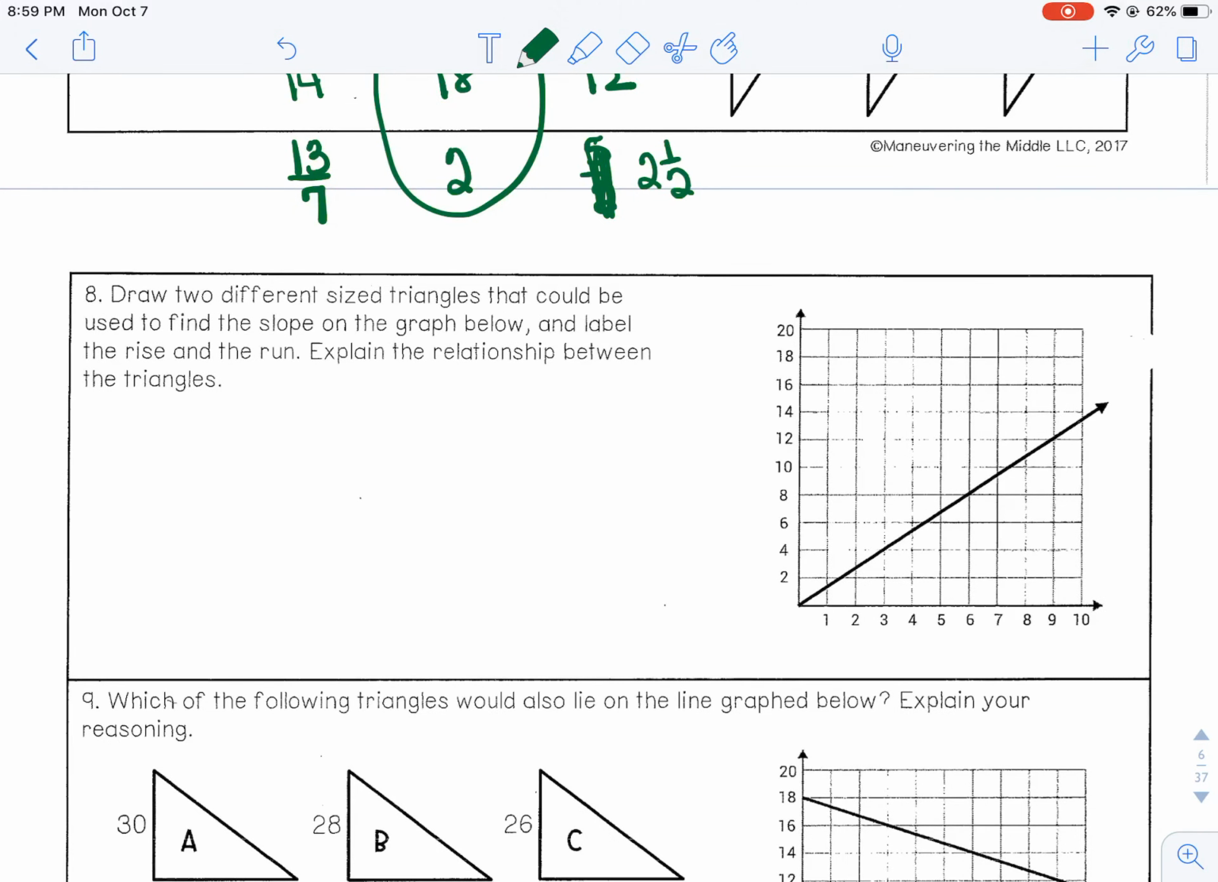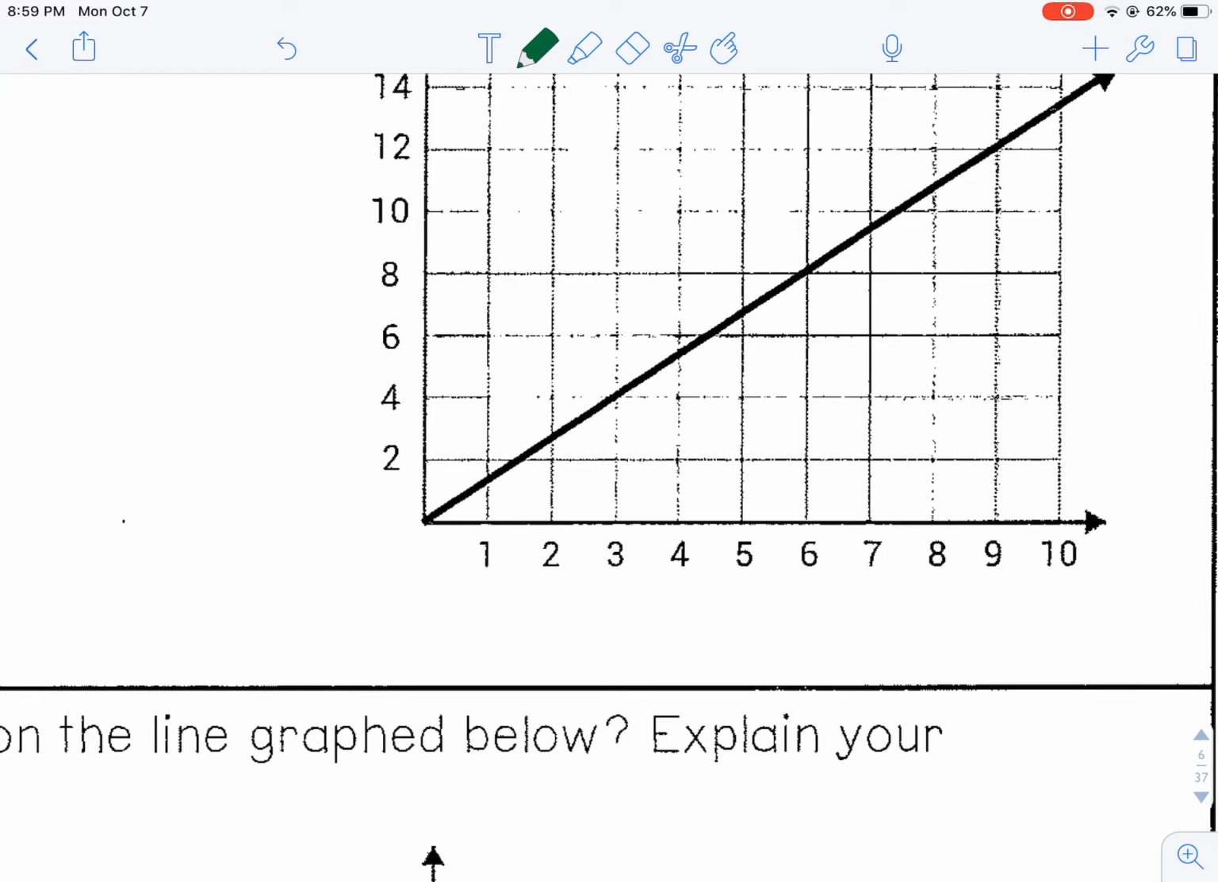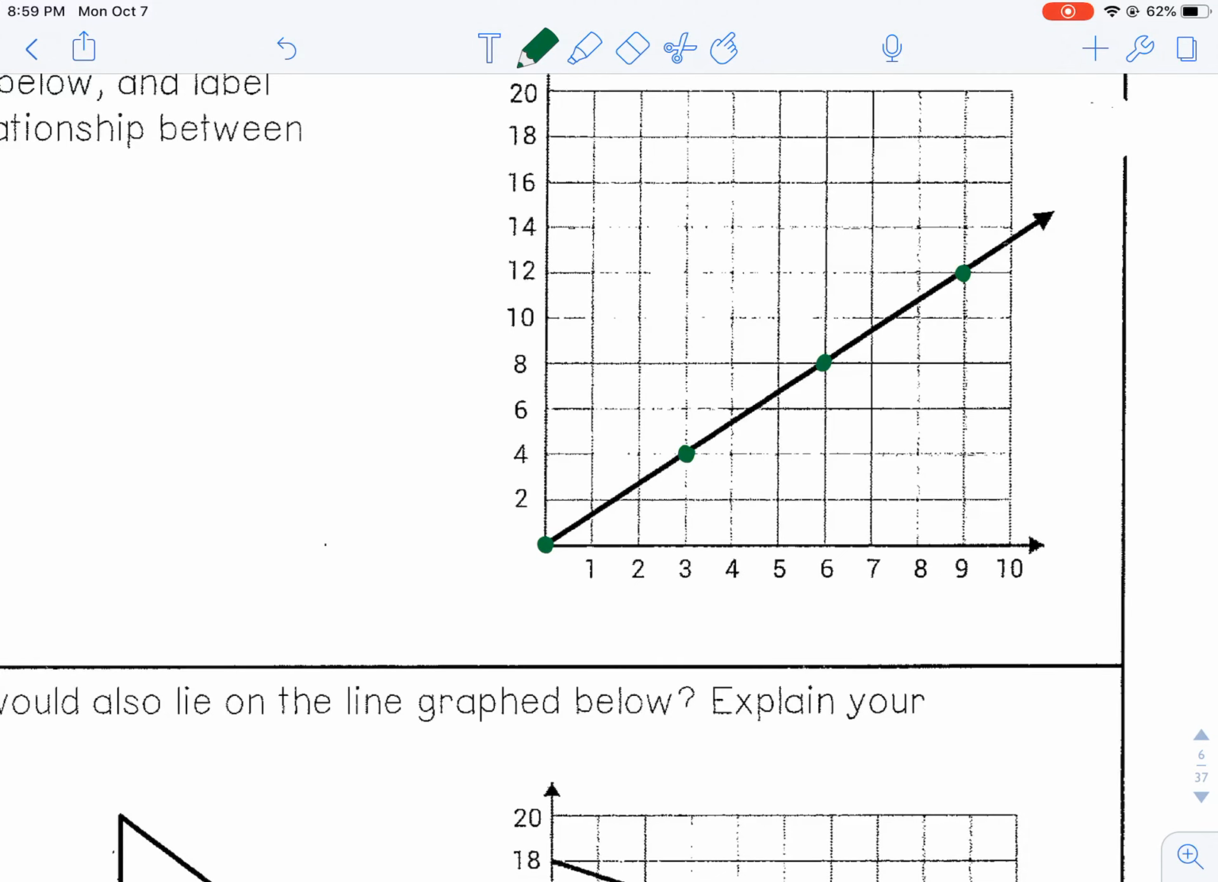Draw two different size triangles that could be used to find the slope on the graph below. All right, so what I like about this question is it kind of goes over what we were learning in class in 3-1. So we've got to be able to pick out points on the line. So if I'm looking for those intersections, I see one here, I see one here, there's another here, there's another here. Okay, so I need two different triangles of two different sizes. So here's a triangle, and I'm not going to pick this triangle right here because that's the same size.